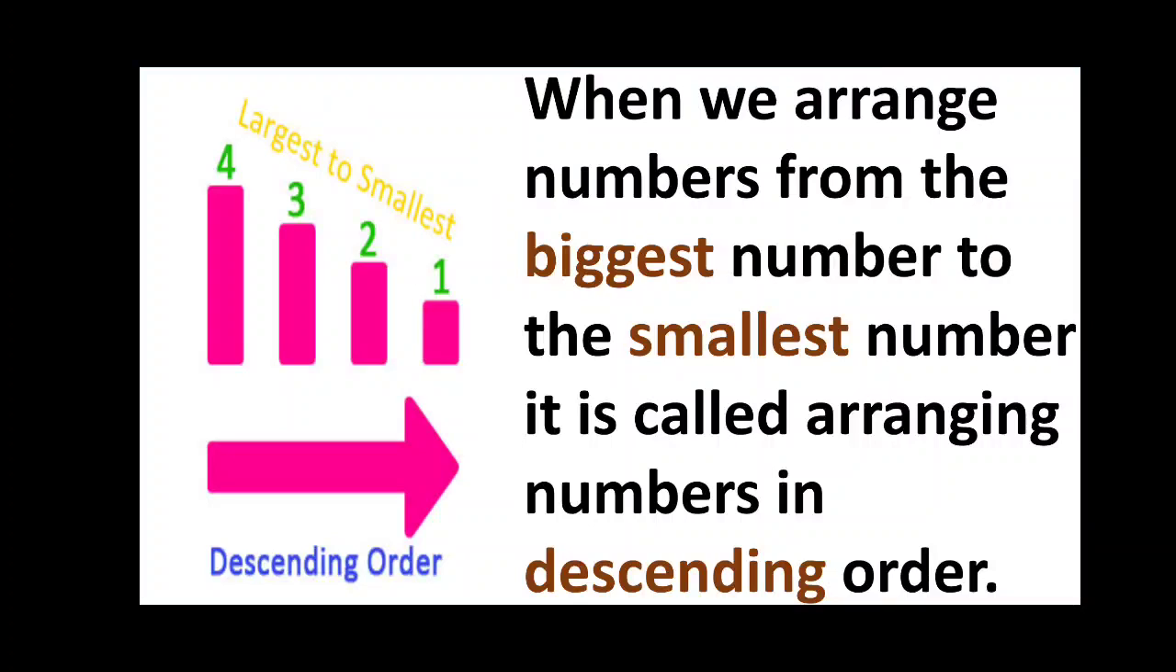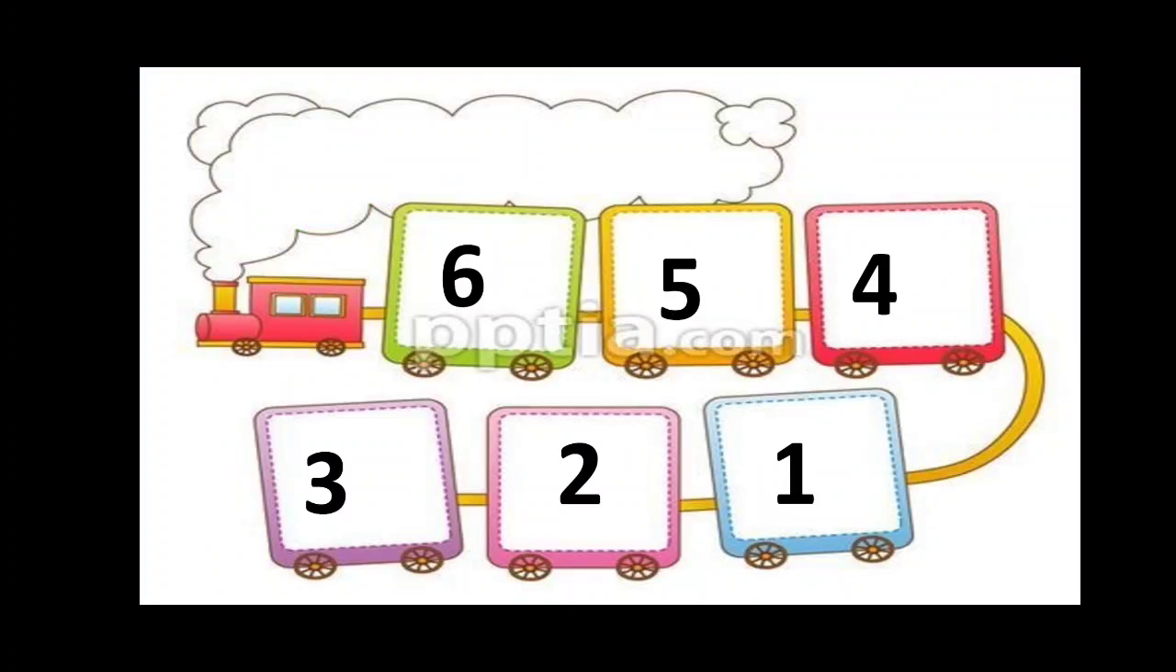Children, take a look at the picture. You can see that the first number in the picture is big and the last number in the picture is small. So children, when we arrange numbers from a big number to a small number, it is called arranging numbers in descending order. Okay, children? Take a look at this picture, children. You can see again the numbers are arranged in descending order. That means the first number is big and the last number is small.